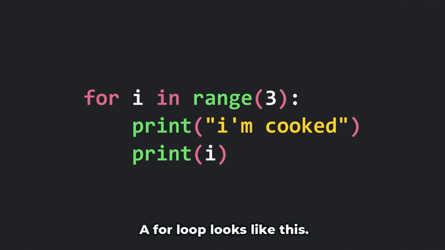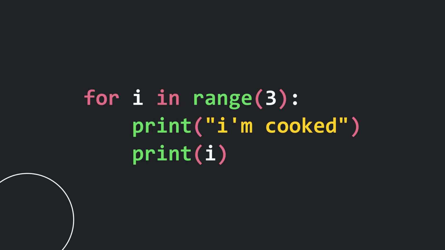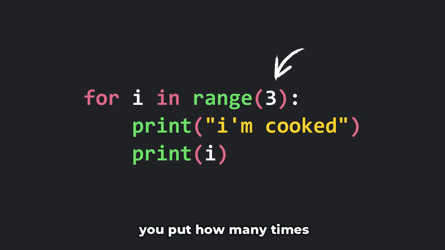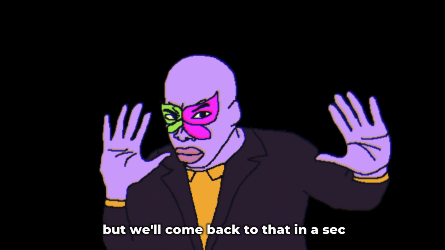A for loop looks like this. I is a variable that changes every time it loops, kind of like the counter in the while loop. To keep it simple for now, imagine it stores how many times it has already been looped, starting at 0. And here inside the range function, you put how many times you want it to loop. Unlike the while loop, it doesn't need a manually created counter to avoid endless loops. For loops are often used to analyze or modify a list of items, but we'll come back to that in a sec.